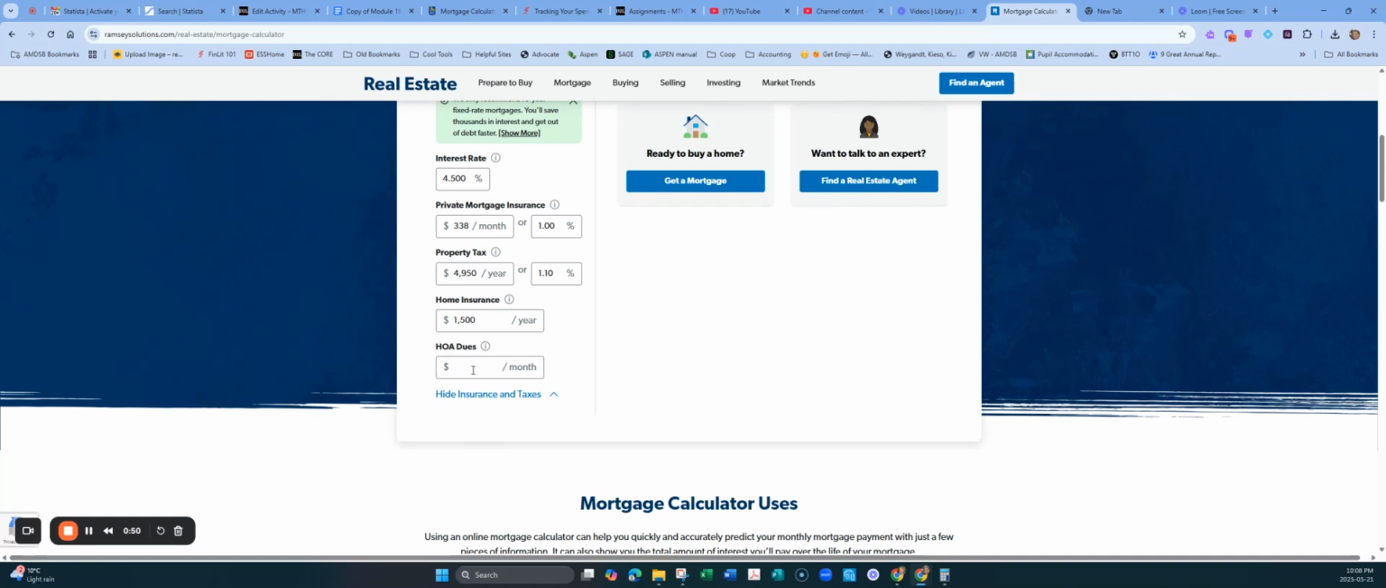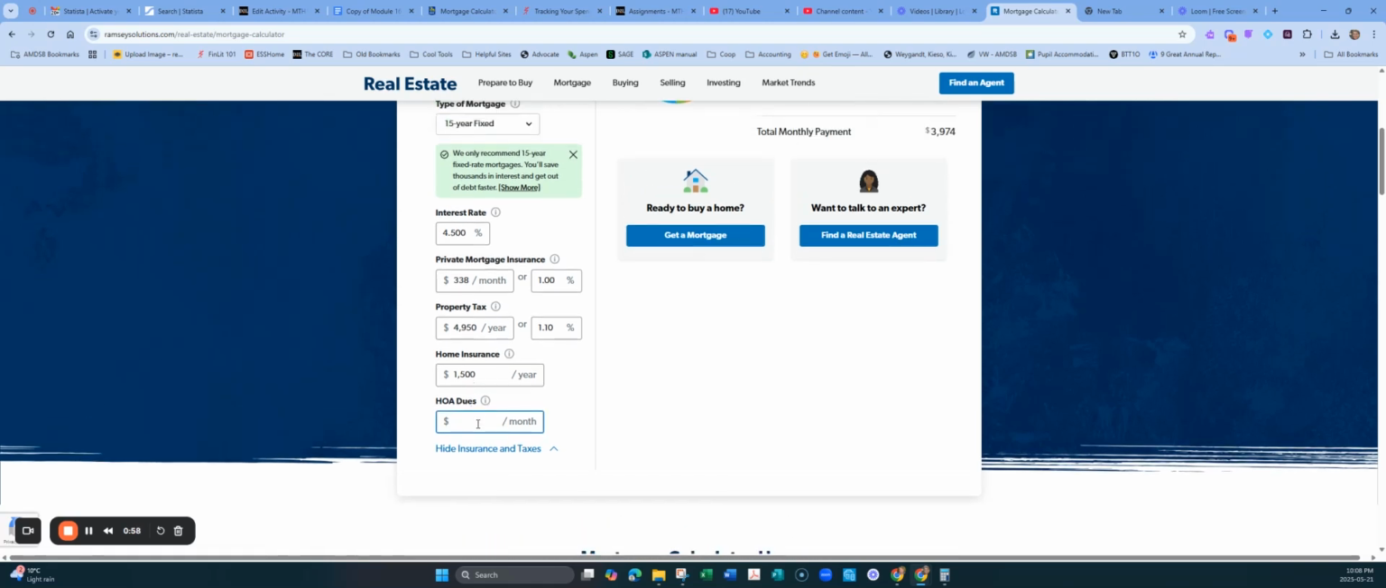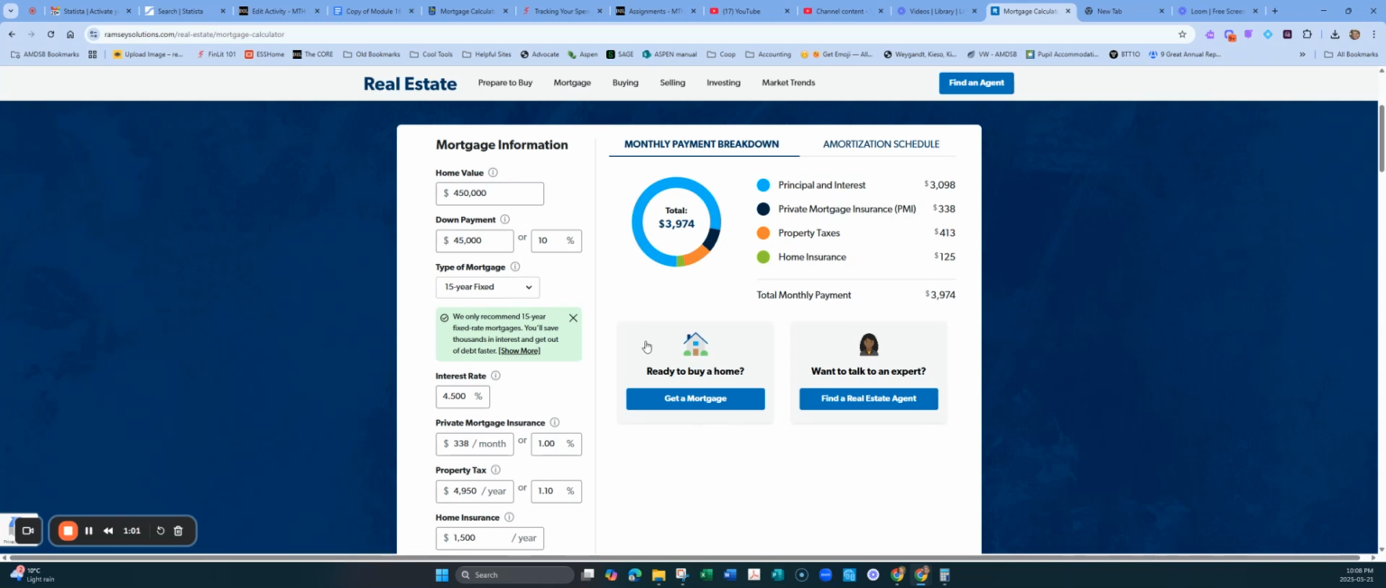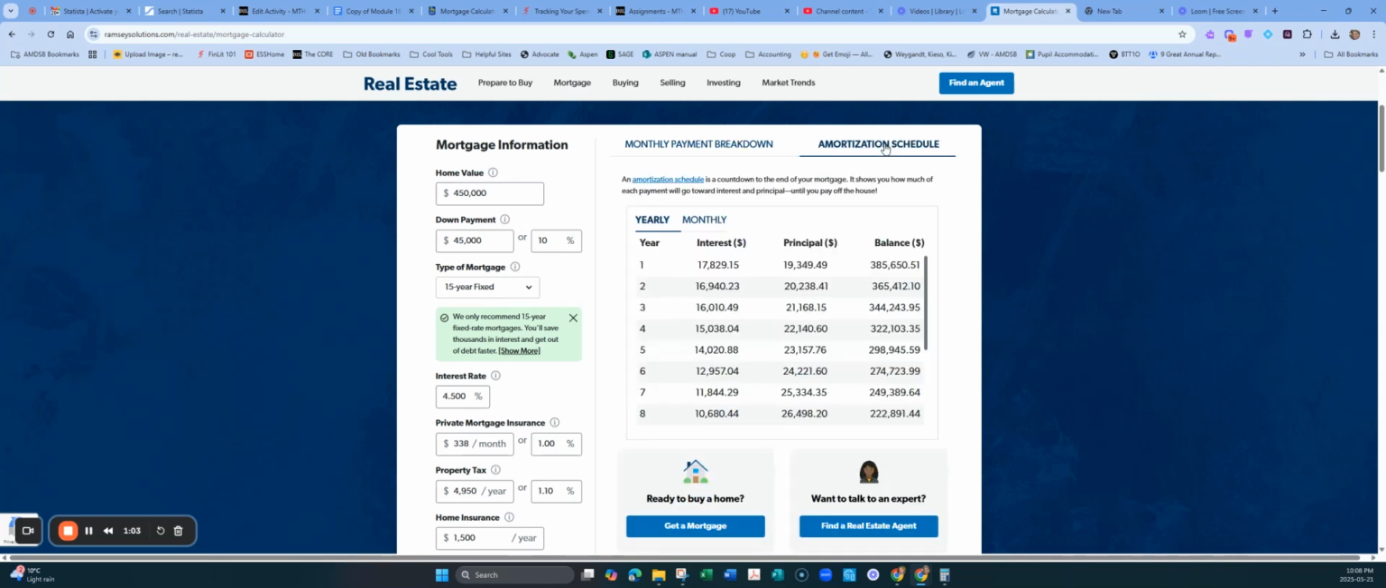If you want to set them to zero, I put the HOA, that's the homeowner association, because I'm not into a condo or a townhouse or something. But often you have to pay those per month as well. So if you want to set that to zero, go right ahead. But what I didn't show you here is this amortization schedule.